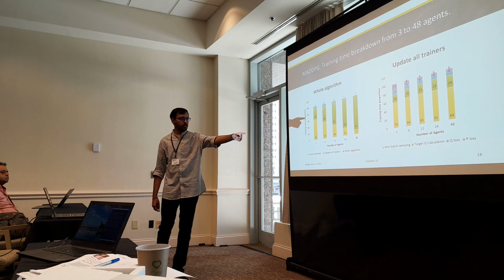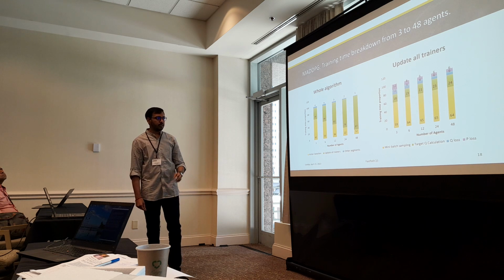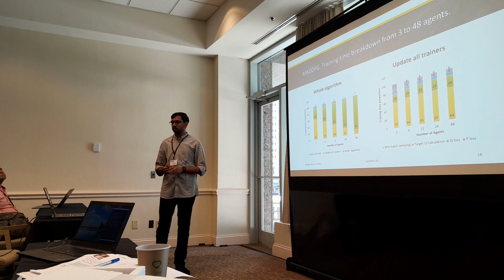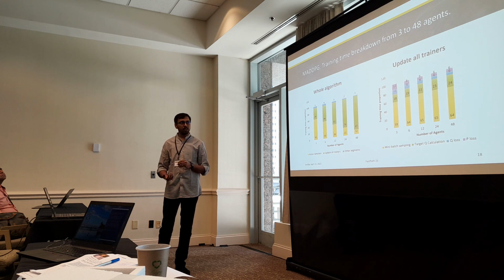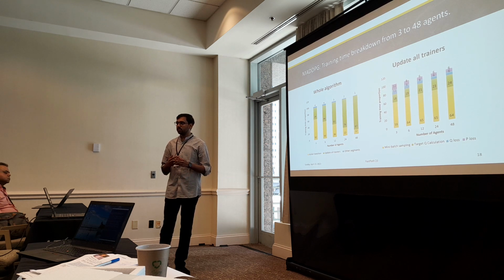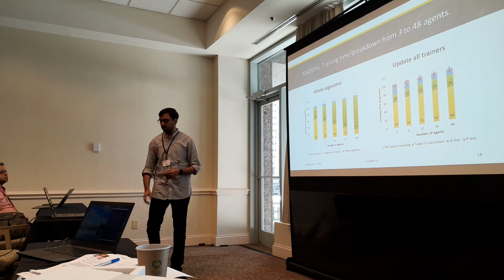The main functions in update all trainers are the mini batch sampling phase, the target Q calculation, the critic update and the actor update. You can clearly see that mini batch sampling is the most time-consuming phase. The reason is that it might have a lot of memory access patterns, where each agent needs to grab data from different memory locations. Also, between iterations, since it's random sampling, there is less cache reuse, which might also result in a lot of cache misses.